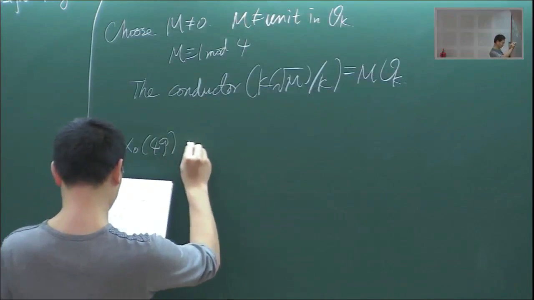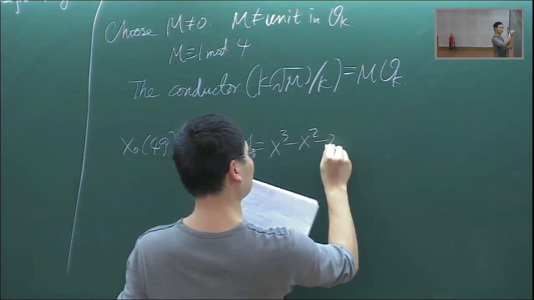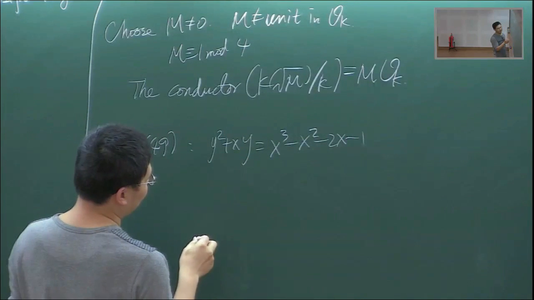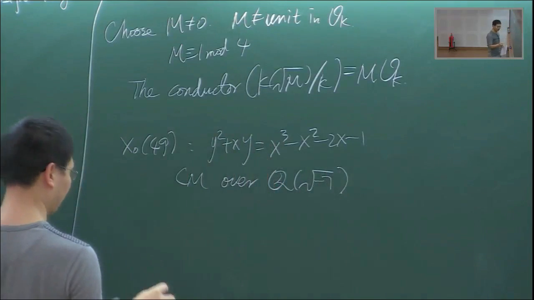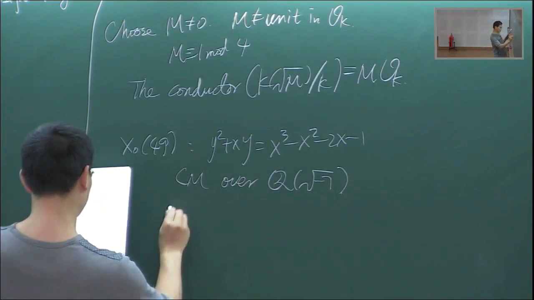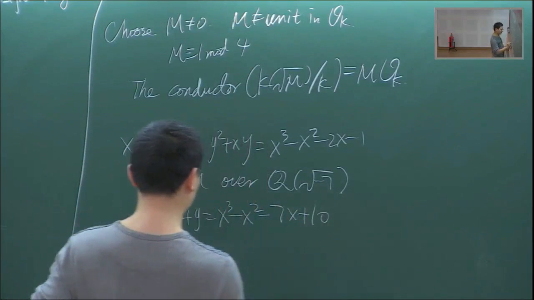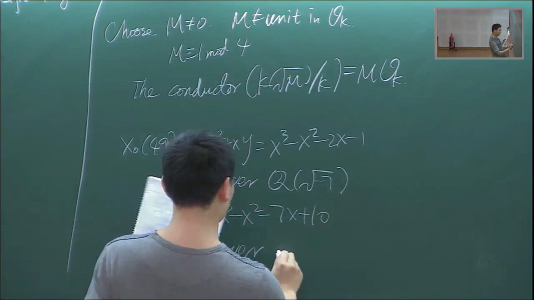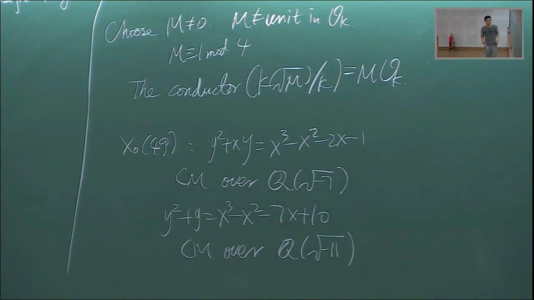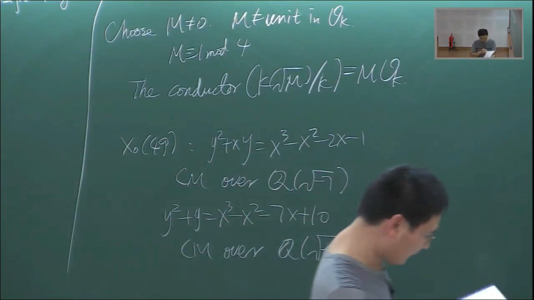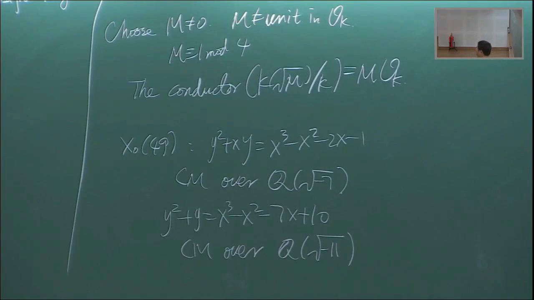I don't have explicit data here, but we calculated some. For example, this elliptic curve has CM over Q(sqrt(-7)), and this elliptic curve has CM over Q(sqrt(-11)). And it's easy to calculate the conductor. So we want to introduce the admissible sequence.